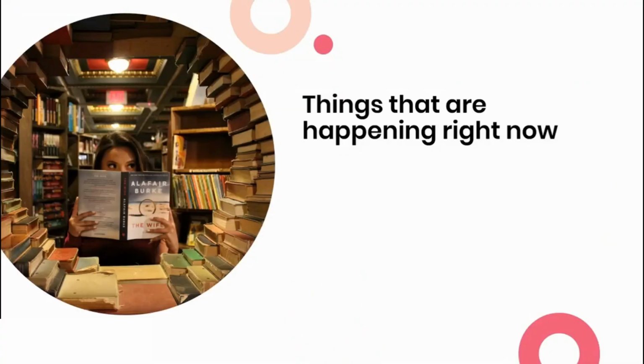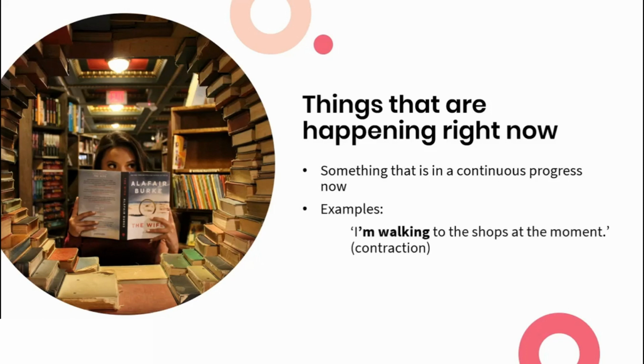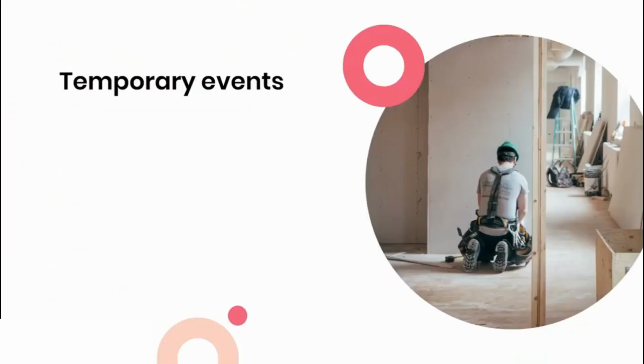Firstly, the present continuous tense can be used to talk about things that are happening right now. In other words, something that is in continuous progress now. For example, I'm walking to the shops at the moment. She's working in the library right now. Both of these sentences describe continuous processes that are happening in the present moment.